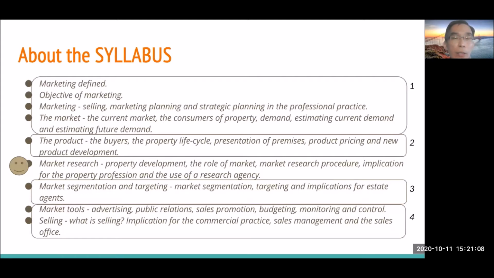Then the second topic is about the product life cycle, who buys the product, who the buyers are, their behavior, pricing, and new development of products. Then the third one is segmentation, targeting, and the implication in the real estate scenario, how segmentation is done. Then the last one is the marketing tools: advertising, public relations, sales promotion, budgeting, all using media to do your marketing.